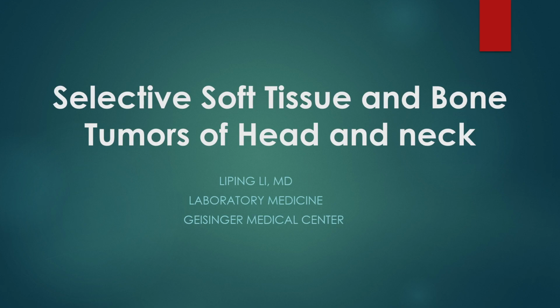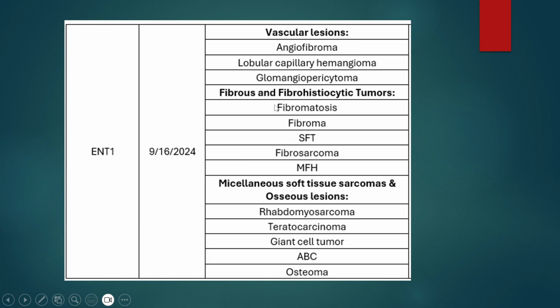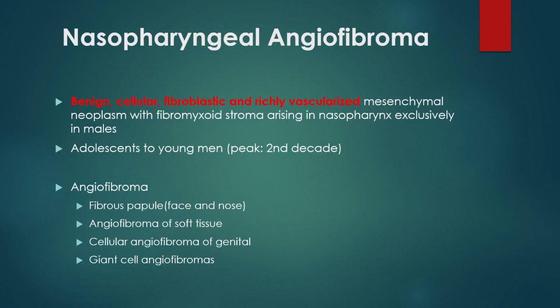Today, let's talk about bone and soft tissue tumors of the head and neck. With this entity to cover, I'm going to divide this lecture into two topics. This is the first one. The first entity we're going to talk about is nasopharyngeal angiofibroma. This is a benign tumor, usually with fibroblastic tumor cells and richly vascular.